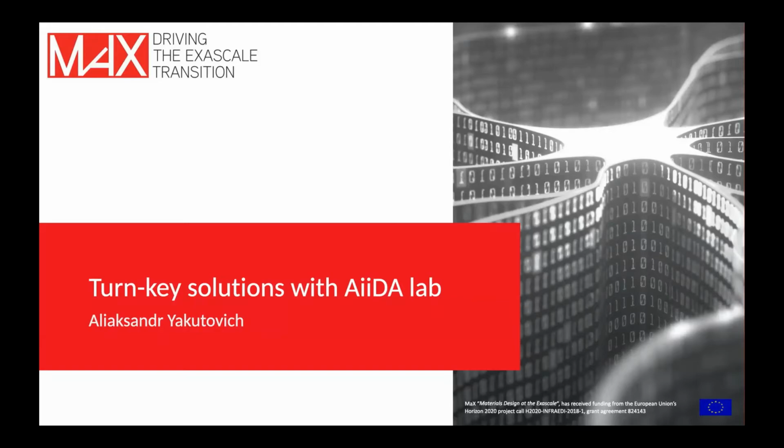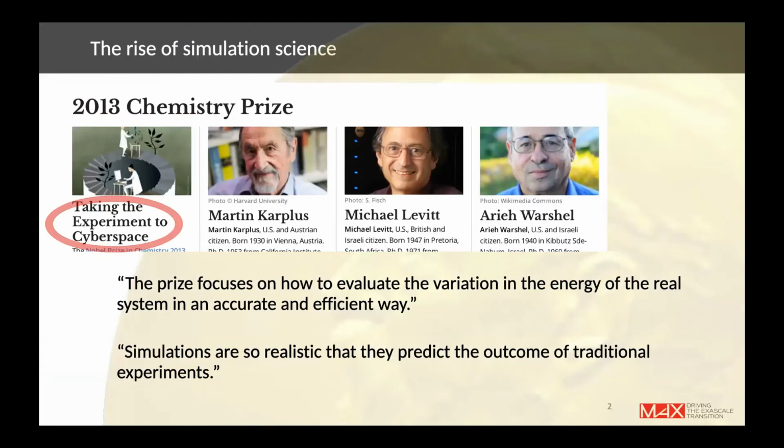And with this, I would like to take a step back and to discuss a little bit where we stand now. So simulation science has made great progress in the last 30 years. And as you can see on the slide, in 2013, there was a chemistry prize given to the computational scientists. And if you read in the press release, you'll find such a sentence: simulations are so realistic that they predict the outcome of traditional experiments. And this is something that wouldn't have been possible, let's say, 30 years ago.